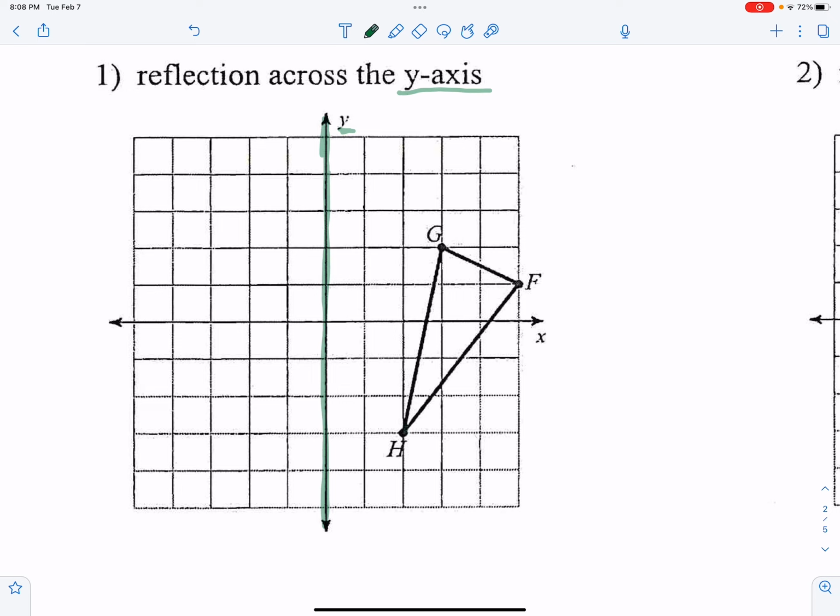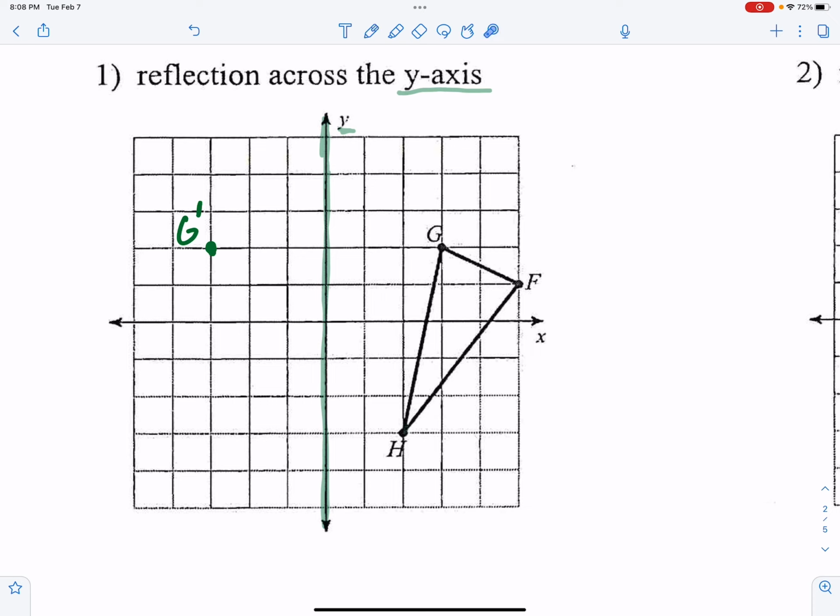You just count. So I take point G and I count how many steps it takes to get to the mirror. And I go right at it, at a right angle. 1, 2, 3. And then I just do the same thing on the other side of the mirror. 1, 2, 3. And I put a point. This will be point G prime. Prime means it's the new image.